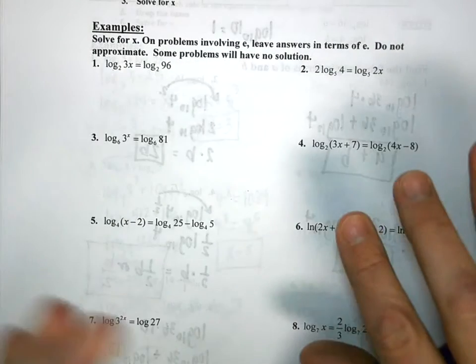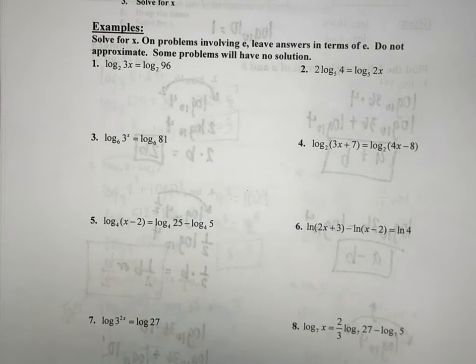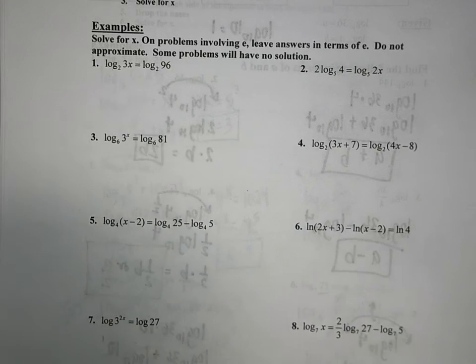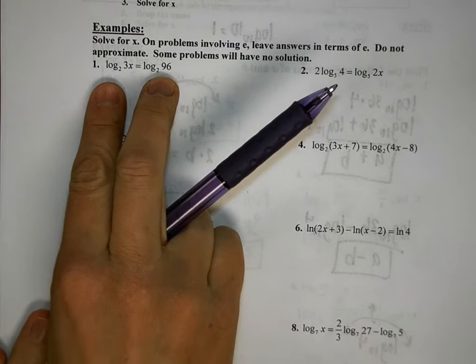Okay, so on example 1, you're always looking to have a single log on both sides. Just like when we were solving with exponents, we wanted to get common bases, and we could drop the bases and find our answers. You guys remember this? Now we are getting common logs so that we can drop the logs and solve, okay? So, are these the same on both sides?